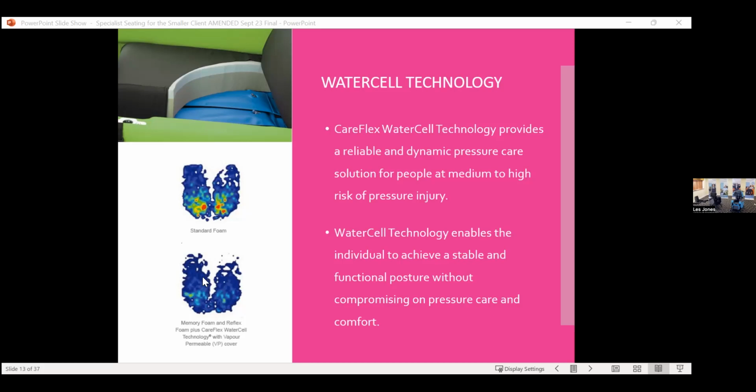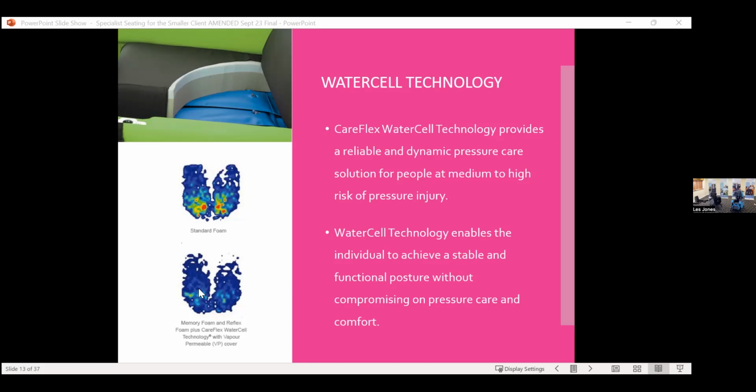What we can see here are before and after pressure mapping. You can see the high pressure points with the standard foam, which are alleviated when we introduce the WaterCell technology pressure care cushion. Top of the screen, you can see a cutaway of a cushion being used with a chair. And what I'd like to stress is that the cushion is only part of the system. It's a system approach to pressure care.